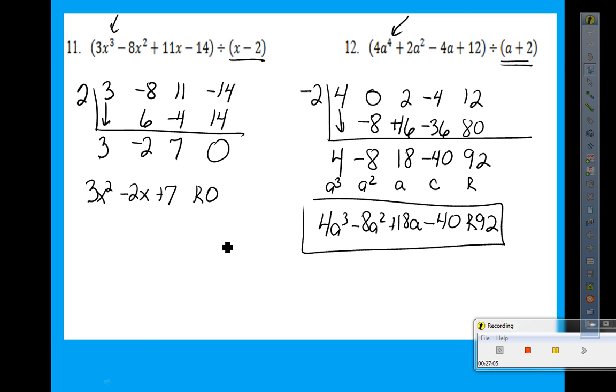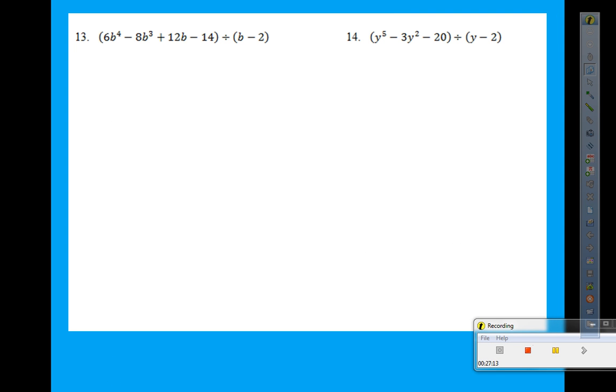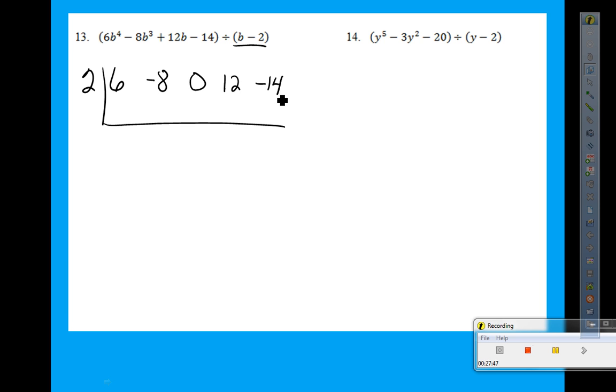So 13 and 14, if you would like, you could pause the video and see if you could figure out where the zeros go. Because there are a few zeros on some of these. So here goes. Set that equal to 0 and get a 2. When you look at your coefficients, it goes 4, so I need a 6. And then there is a 3, so I need a negative 8. Hey, but notice that there's no squared. I need a 0 to represent the squared. And then a 12 and a negative 14.